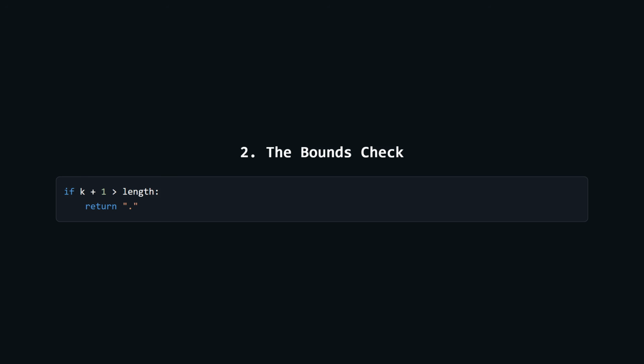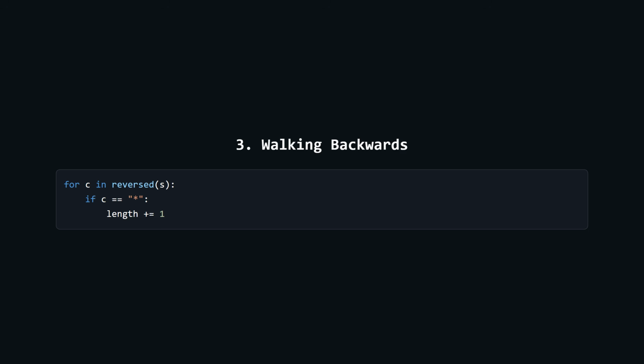Before we go any further, we do that quick edge case check. If our target index, +1 for zero-based counting, is bigger than our final length, it's impossible to find. We immediately return a dot. Now we start our time travel, looping through the input text in reverse. If we run into a star, we simply add 1 to our length, restoring the item that was deleted.